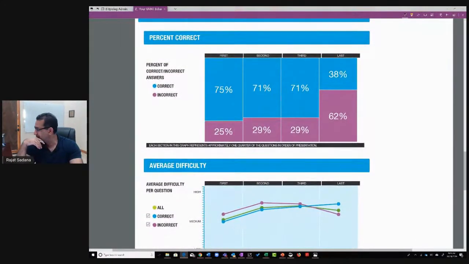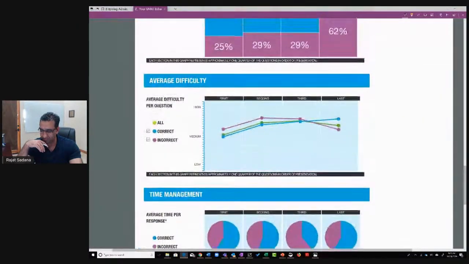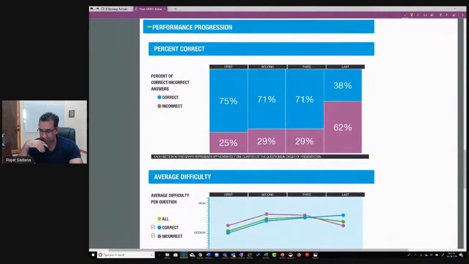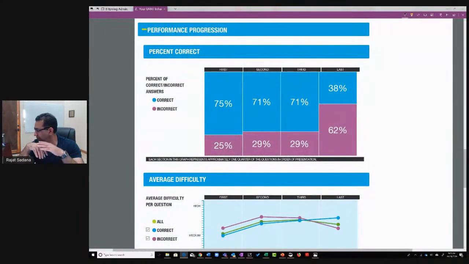What do you infer from the block diagram? Last section is bad. We have to figure out why that is bad when this was really good. Okay, this was pretty good. I wouldn't say really good, I would say this is pretty good. 71% accuracy in each of the blocks is really good.